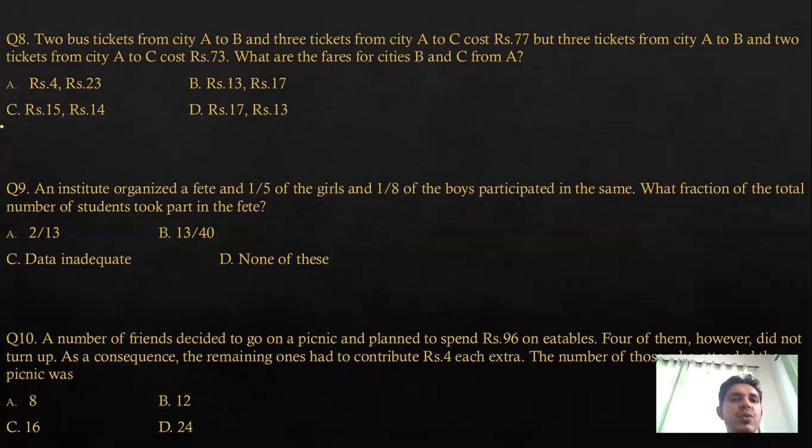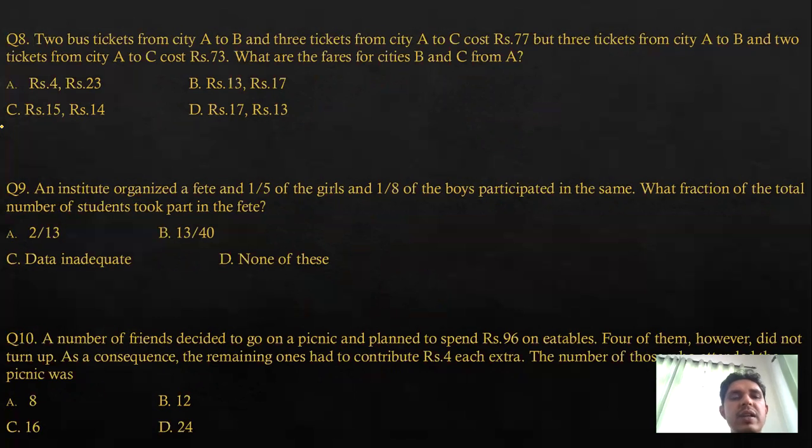The question is like, 2 bus tickets from city A to B and 3 tickets from city A to C cost rupees 77. But 3 tickets from city A to B and 2 tickets from city A to C cost rupees 73. What are the fares for city B and C from A?